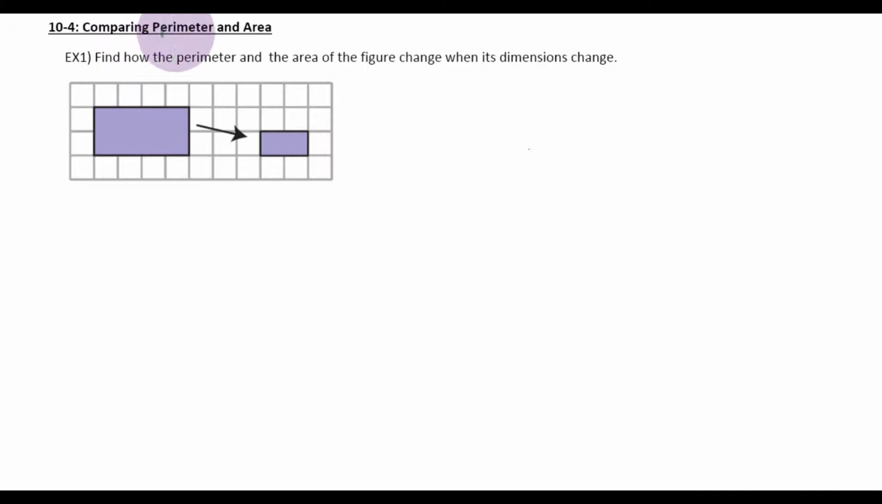Today we're going to look at comparing perimeter and area. In this first example it says, find how the perimeter and the area of the figure change when its dimensions change. So let's go ahead and highlight that word perimeter.